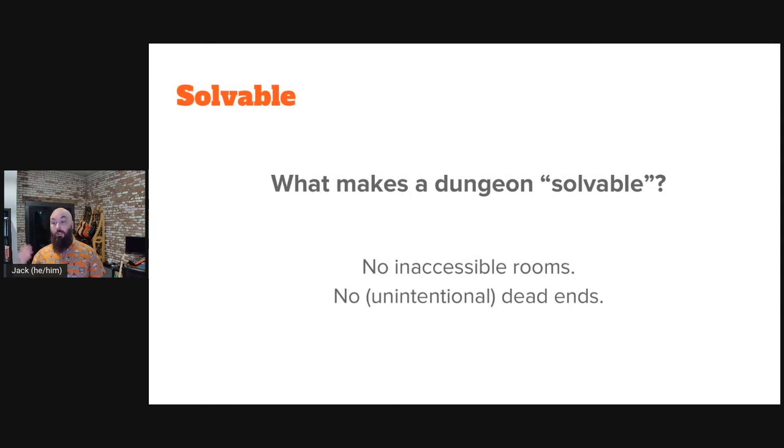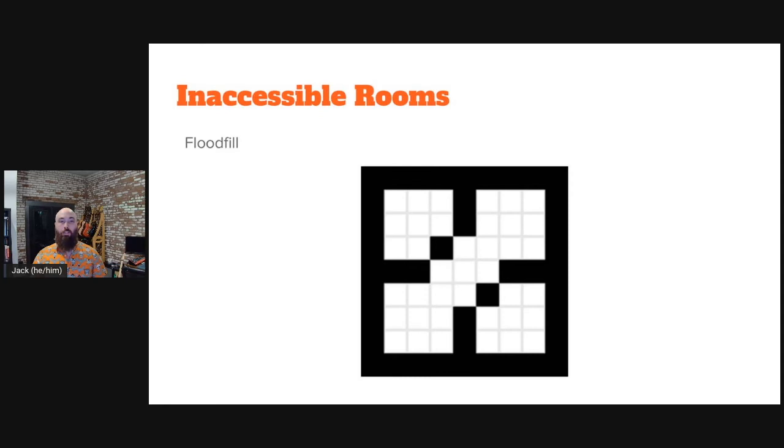So the second question we had to answer was what makes a dungeon solvable, right? So no inaccessible rooms and no unintentional dead ends, which the more we thought about it, for inaccessible rooms and Knotwords, that's really clear, right? If we have a Knotword where it's not fully attached, we've actually made multiple puzzles that are just adjacent to each other, right? So the solution that we essentially use is a flood fill. Oh, I had to re-export my slides as PDFs, so you're not getting a sweet GIF of flood fill right now. But I'm sure that you're all relatively familiar with it.